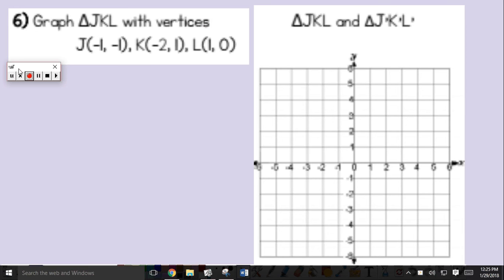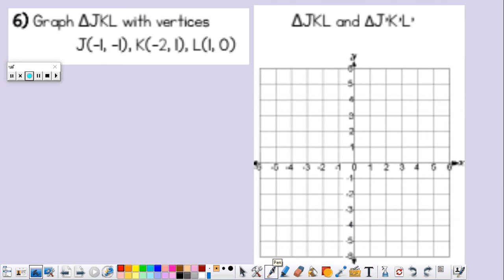Make sure you label your points. Make sure they're connected.